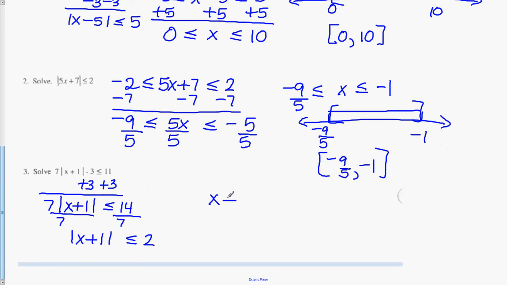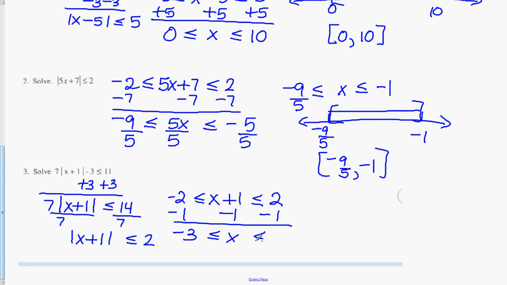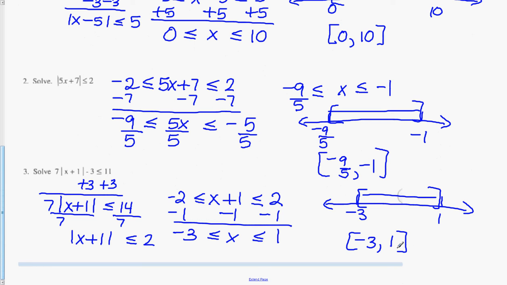Now I can take that absolute value and put it between my endpoints 2 and negative 2 and subtract 1 from everywhere. So negative 3 is less than or equal to x is less than or equal to 1. On my number line, I'd have a negative 3, I'd have a 1. Brackets on all these. All of these have had brackets. Now on homework you're liable to not have all brackets. Negative 3 to 1 for my interval notation.